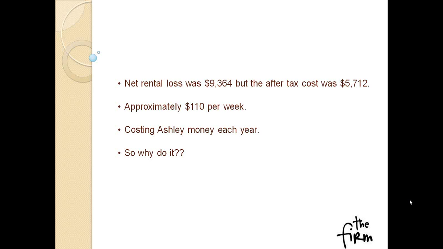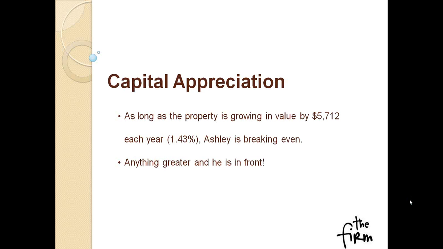So even after the taxman has chipped in his share, this is still costing Ashley almost $6,000 a year to keep the investment running. So you might be thinking to yourself, why would you do that? The answer to that is capital appreciation. Ignoring the capital gains tax issues, as long as the property is growing in value by $5,712 a year, Ashley's breaking even. Anything more than 1.5% growth and he's in front.